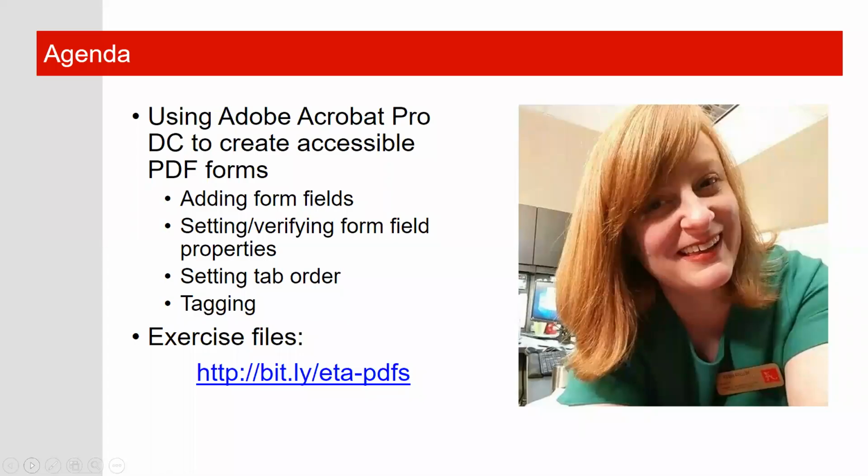Today's session covers how to use Adobe Acrobat Pro DC to create accessible interactive PDF forms, adding fillable form fields and field descriptions, setting the tab order, tagging, and other PDF form accessibility tasks. This is one of our most advanced PDF accessibility workshops. If today's session has you feeling a little over your head, you might check out one of our recorded basic PDF webinars on our YouTube channel.